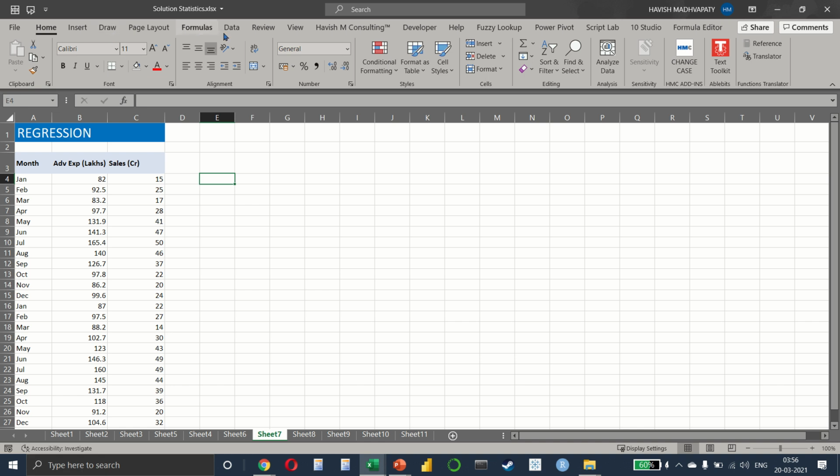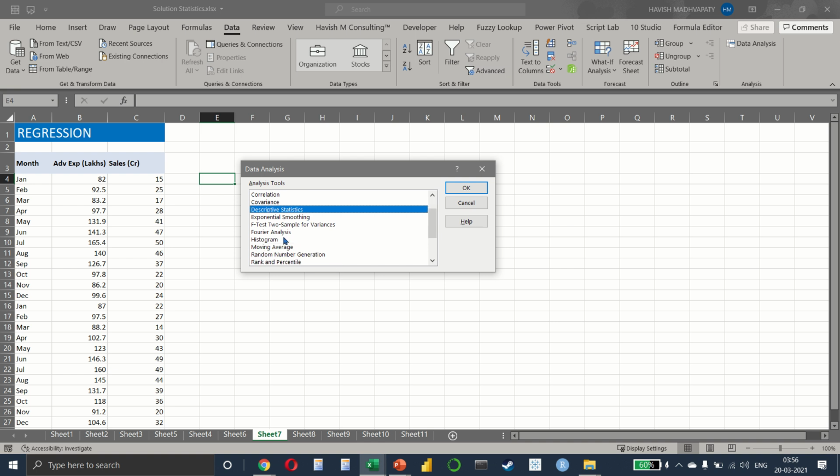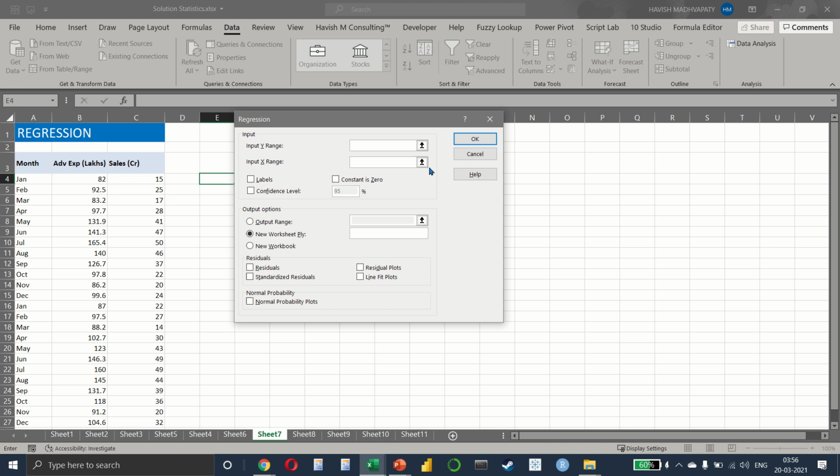Let's come to data and then data analysis. We select regression. We have the Y and the X range. In the Y range, we have sales, which we are trying to predict. We have the X range, which is the independent variable. We have the label in the third row, so we'll select that. We are not messing around with the constant and the confidence level.